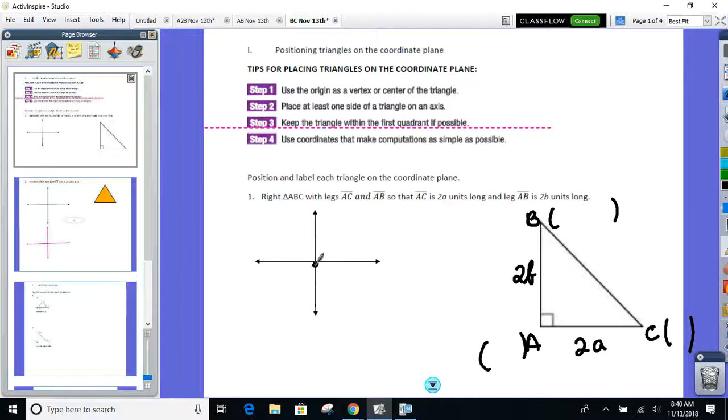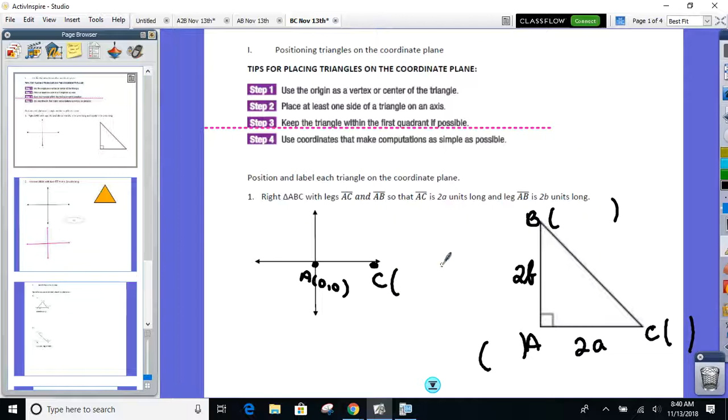So I'm going to place A right here at the origin, 0, 0. Place at least one of the sides of the triangle on an axis. I'm just going to copy my diagram over here. Let's say I put C somewhere on the x-axis. And how long does AC have to be again? 2A units long. So can you guess the coordinates of C then?